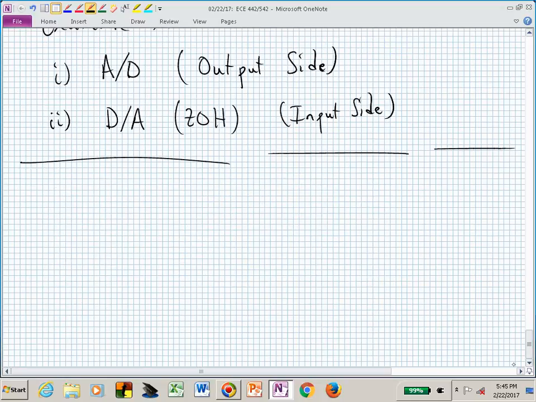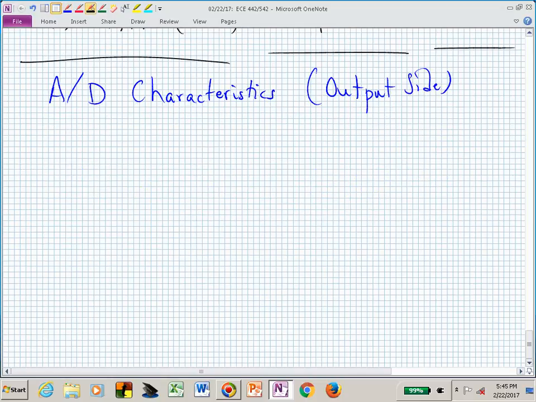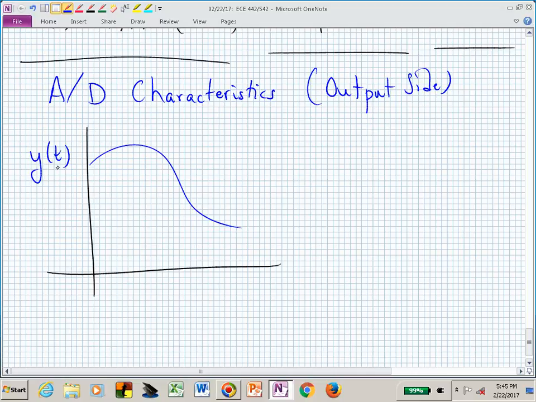And we'll actually work our way from the simplest to the more involved. The simplest one is the output side, the A to D behavior. Let's look at the characteristics of the A to D block. Again, as a reminder, that's at the output side. Conceptually, what we have is some output waveform. Let's say that's y of t. It's analog.